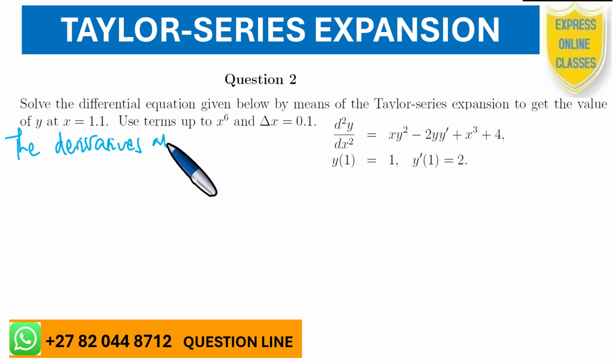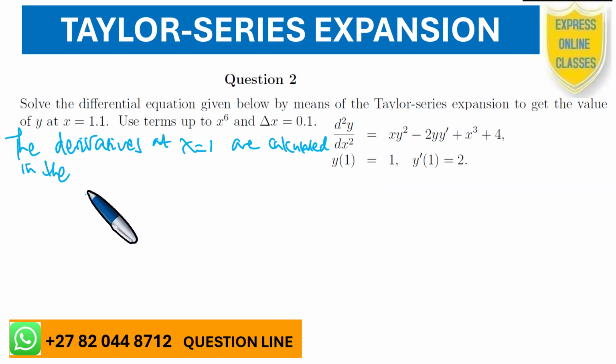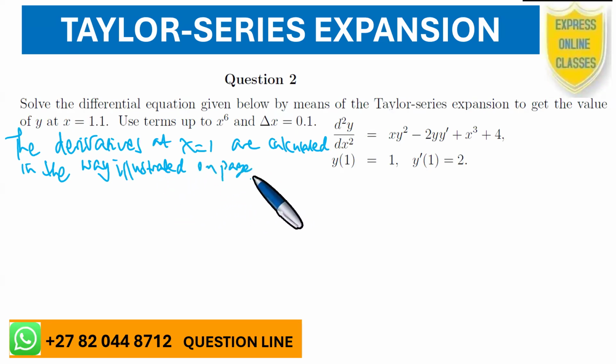The derivatives at x equals 1 are calculated in the way illustrated on page 453 of Gerald's. Okay, Gerald is the book, the prescribed book.